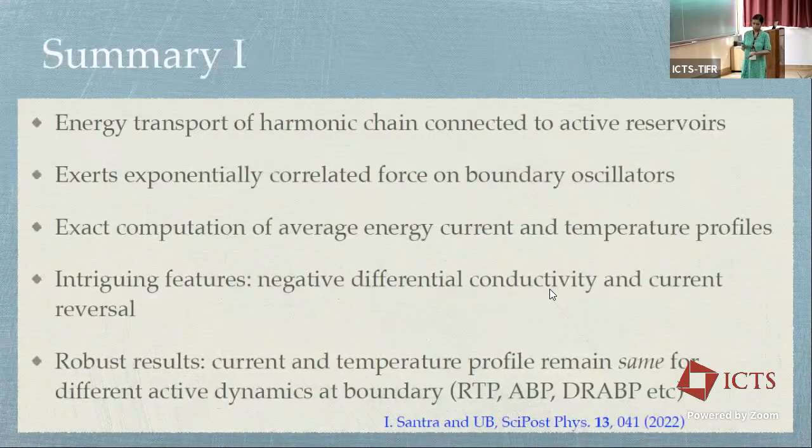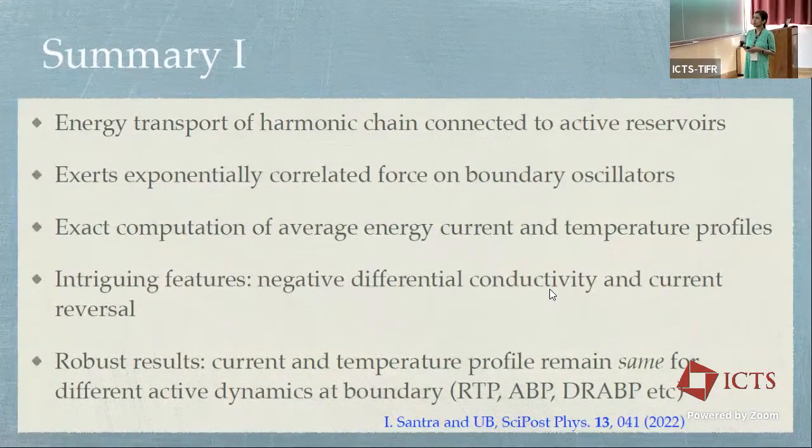Here, let me summarize up to this point. We are studying energy transport of a harmonic chain connected to active reservoirs. It is a very simple model of an active reservoir, just some active forces with a memory, a time scale, and we could calculate the energy current and temperature profile. We saw that, despite the simplicity of the model, the energy current shows certain weird features such as NDC and current reversal, and these are quite robust. As long as we have this exponential correlation, the form of the current remains the same.